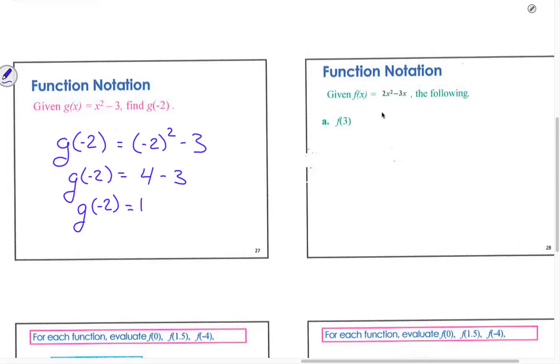All right, so we have g of negative 2 equals 1. And as I said, this corresponds to the point negative 2, 1.